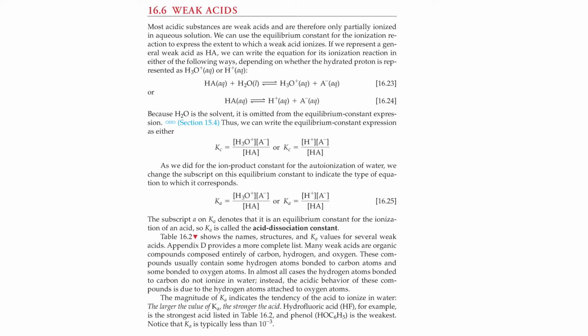The magnitude of K sub A indicates the tendency of the acid to ionize in water. The larger the value of K sub A, the stronger the acid. Hydrofluoric acid, HF, for example, is the strongest acid listed in Table 16.2, and phenol is the weakest. Notice that K sub A is typically less than 10 to the negative 3.